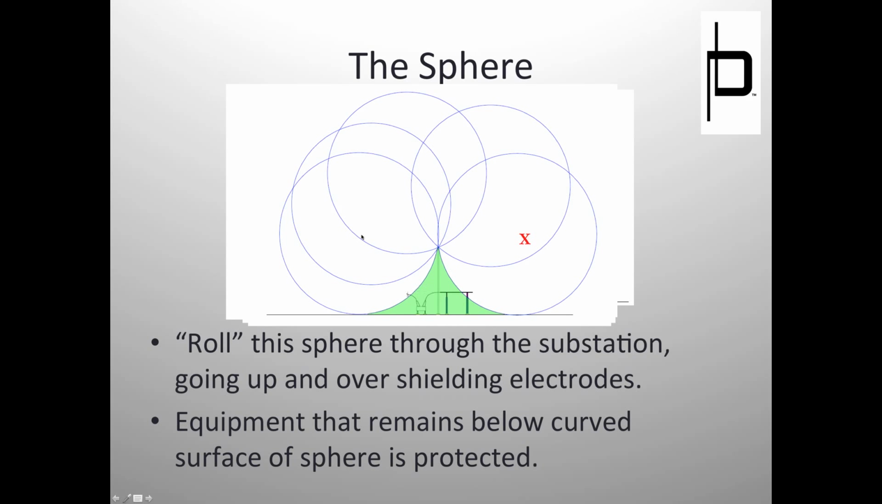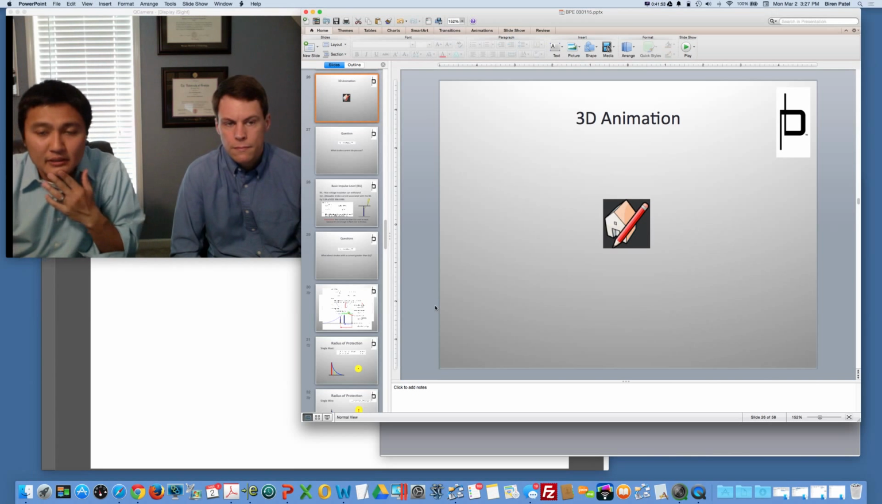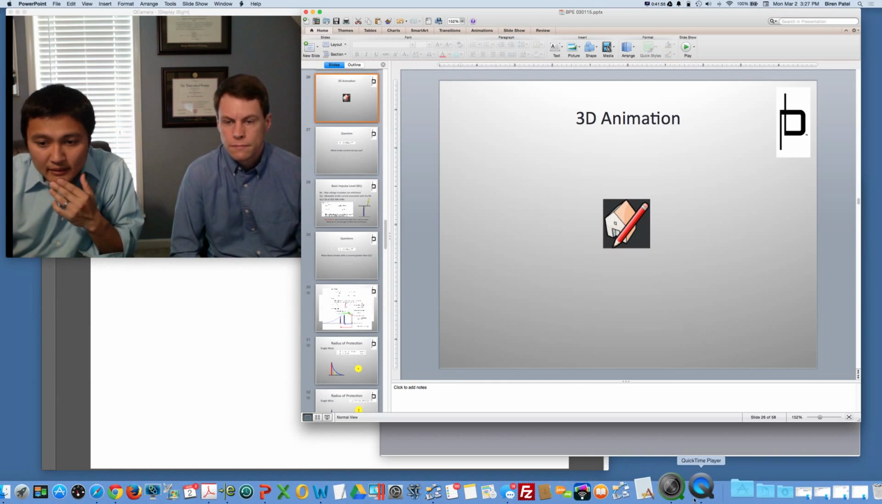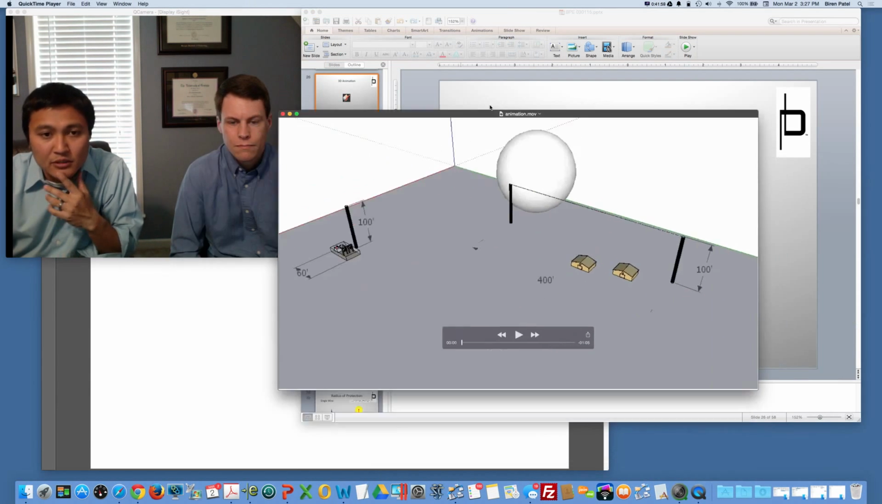Again, this is the strategy. We roll up and over, and anything that falls inside this area underneath the sphere is considered protected. We have a 3D animation of this that I want to show you that we made, which helps better illustrate that. That was showing you in 2D.